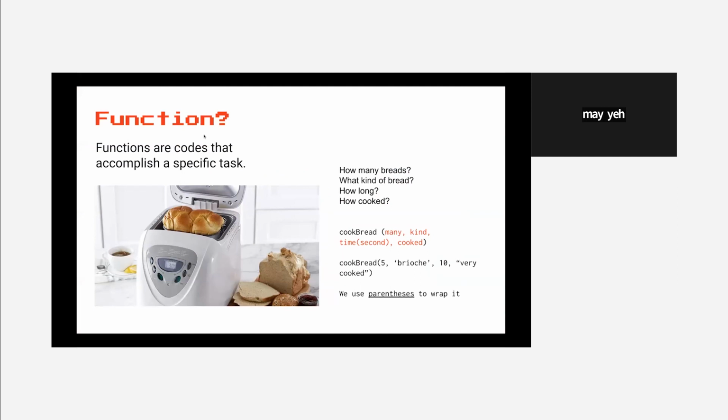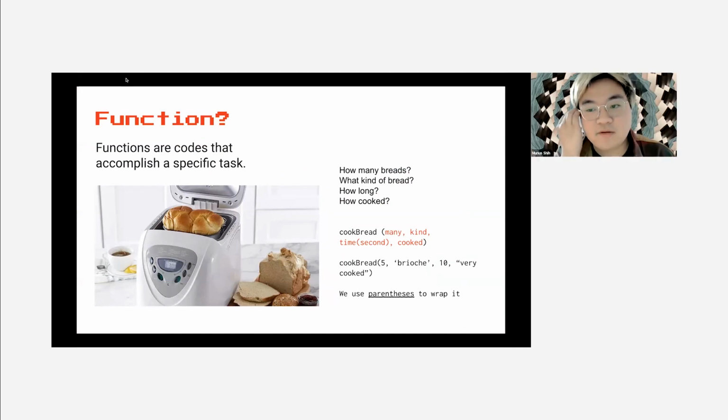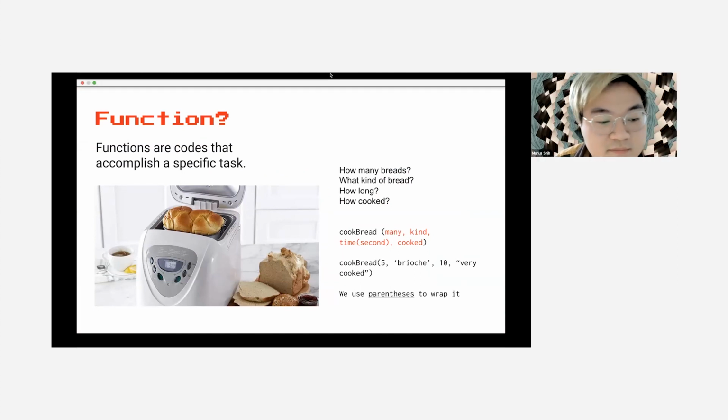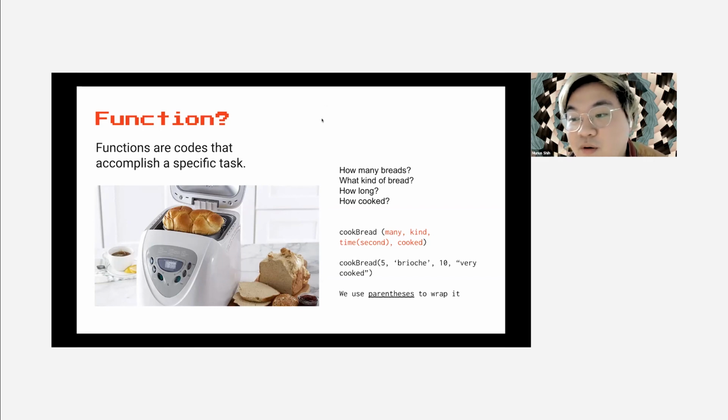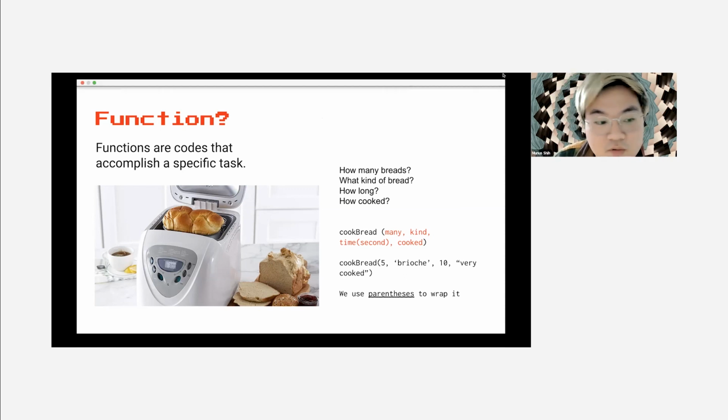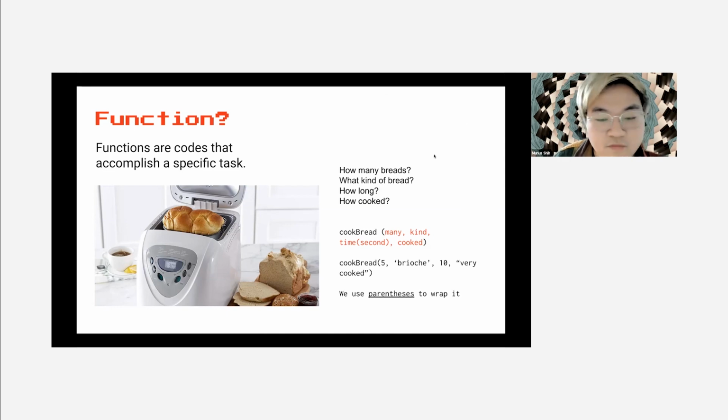Right. So the first part, we're going to talk about functions and colors. And what are functions? Functions are just code that accomplishes a specific task. For example, when we are using a bread making machine, we would have to specify how many breads we're going to put into the machine, what kind of bread, how long, how cooked the bread's going to be. So if we put it down into a function, that would be cookBread.